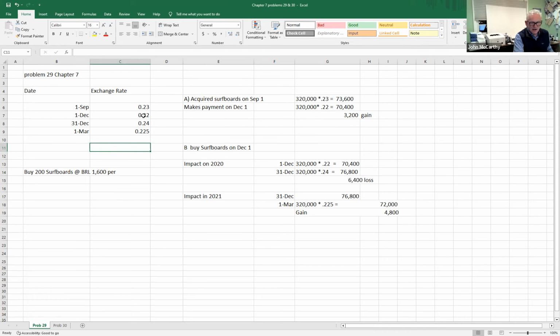So that means the dollar appreciated. At December 31, it costs 24 cents to buy one reais, which means the dollar depreciated. And then at March 1 it cost 0.225, and that appreciated because you get a reais for less. Okay, but anyway, let's see what we can do here.